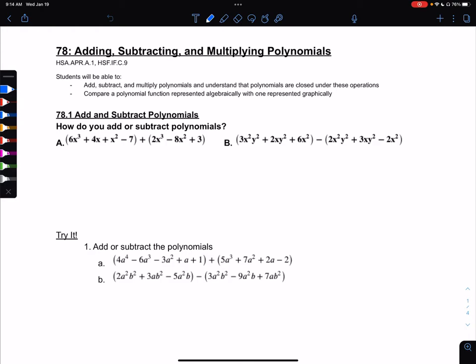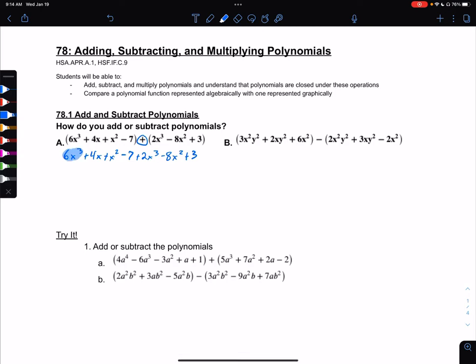So in part A, we have an addition sign here. When there's an addition sign, the parentheses no longer matter. So I'm just going to rewrite this without my parentheses. And all of the signs will remain the same for my second group. So I'll just copy them down. Now from here, I'm going to look for those like terms.